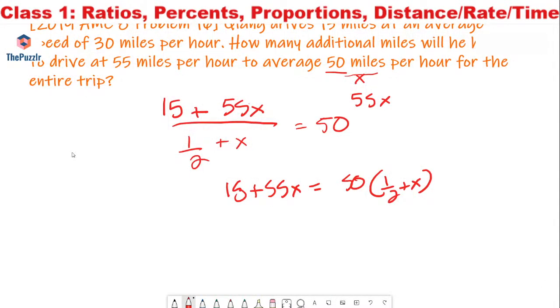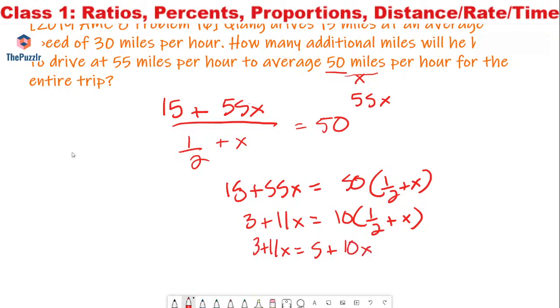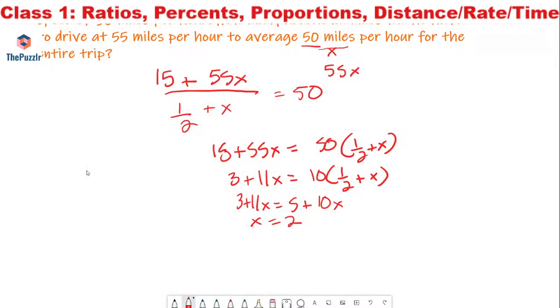We can divide both sides by 5 first to simplify. We get 3 plus 11X is equal to 10 times (1/2 plus X). And now we can distribute. 3 plus 11X equals 5 plus 10X. Okay, so what do we get here? We get X is equal to 2. I subtracted 10X from both sides and I subtracted 3 from both sides. So X is equal to 2. What is our answer? It's not 2. It's 2 times 55. 2 times 55 gives us 110.